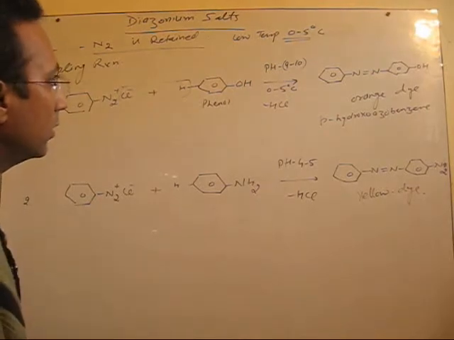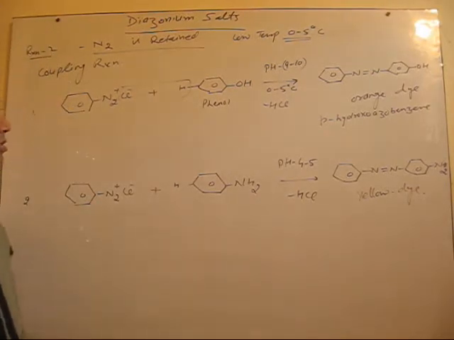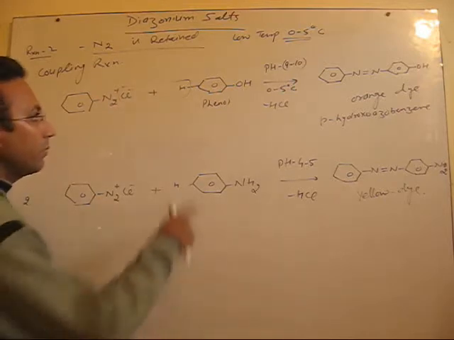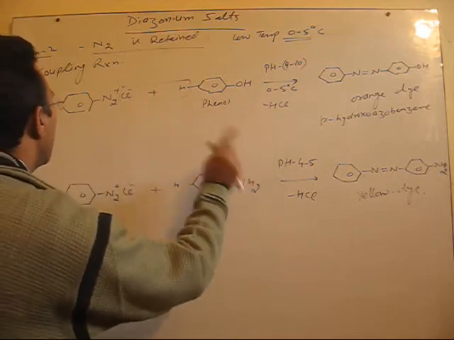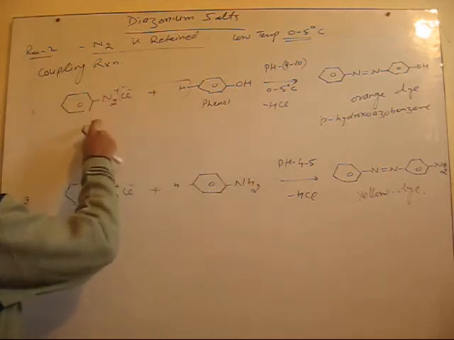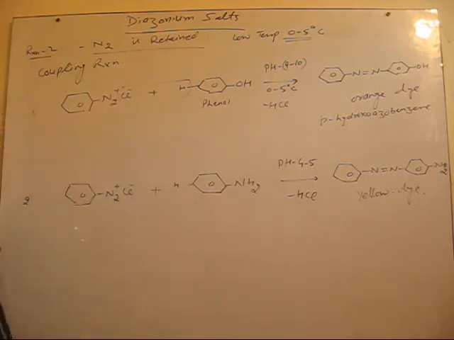So this is a very important reaction in which nitrogen is retained, and such reactions take place at a low temperature range, otherwise the nitrogen cannot be retained. You know, diazonium salts are very less stable.